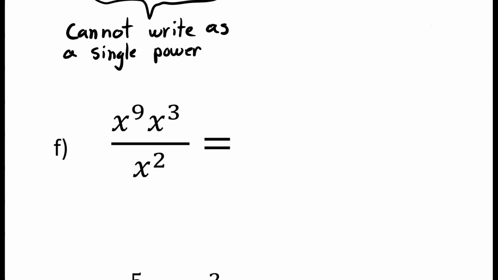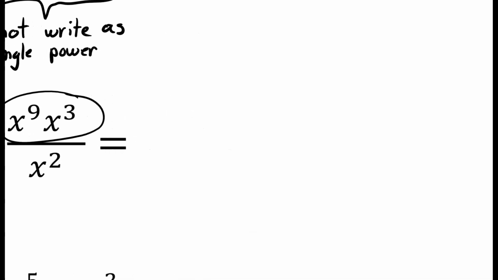For example F, we have x to the power of 9 multiplied by x to the power of 3 over top of x to the power of 2. Now, first we have to notice that we're dealing with a variable instead of a value. And the next thing we have to think about is our order of operations. Now, because this is on top of the division sign, we're going to treat this like it's bracketed, and we're going to have to solve for this first before we can solve for the division part.